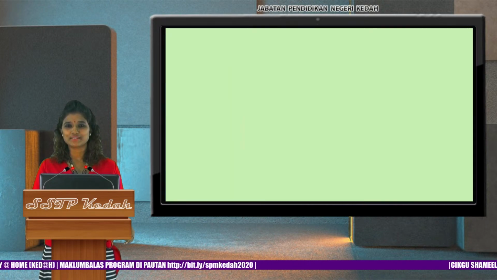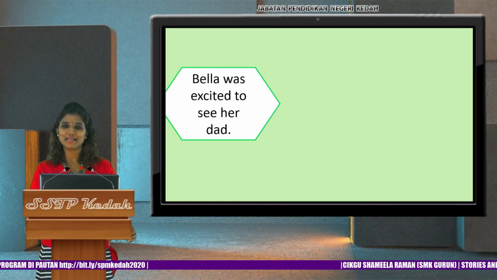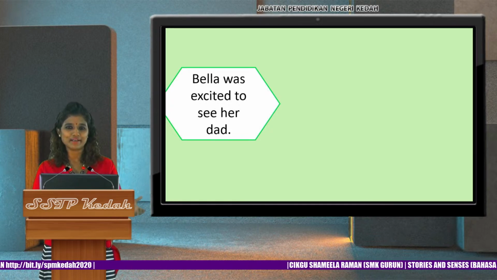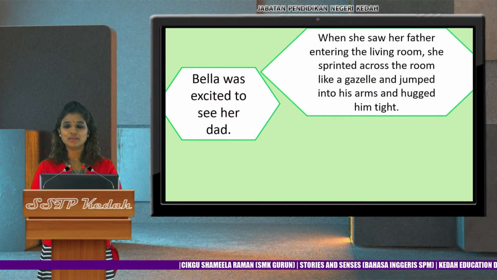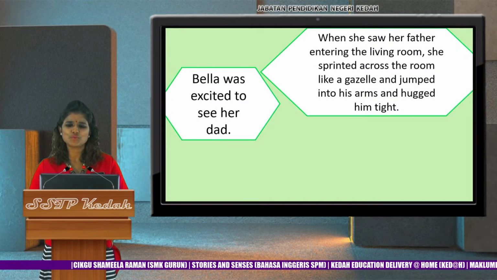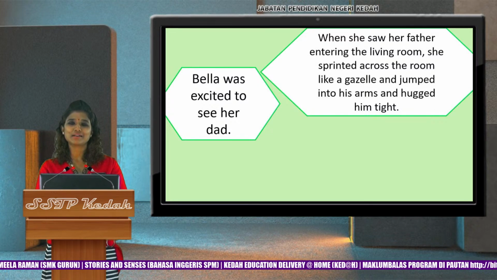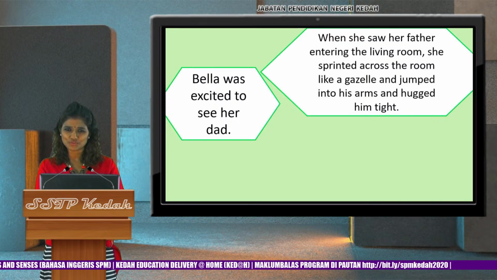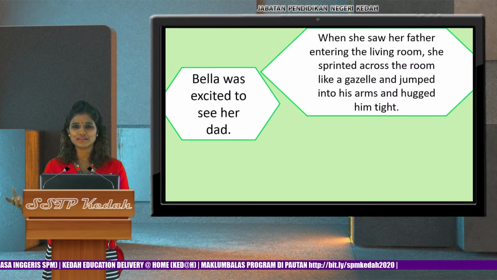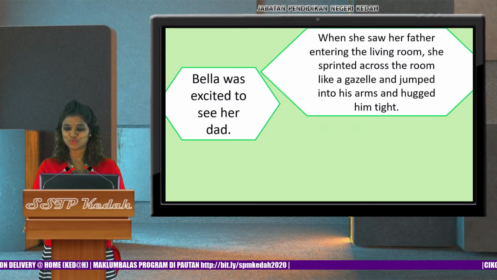So I've put another sample. Bella was excited to see her dad. Fine, she's excited. Dad, why? Maybe she misses him. One sample, first sample: she saw her father entering the living room. She sprinted across the room like a gazelle and jumped into his arms and hugged him tight. Look at the excitement she's showing, compared to the first sentence. Yeah, excited, yeah, we understood. But how? Show me, don't tell.